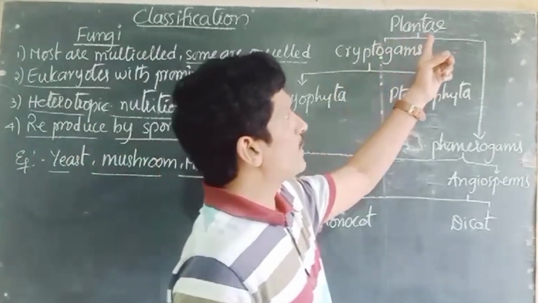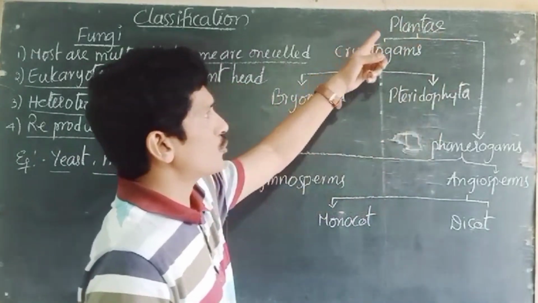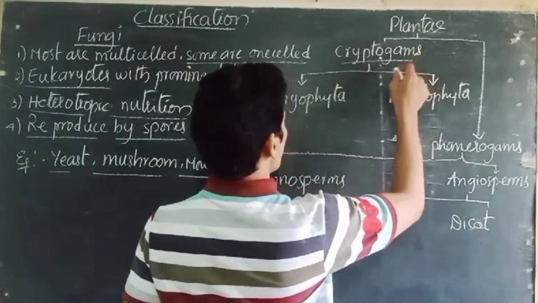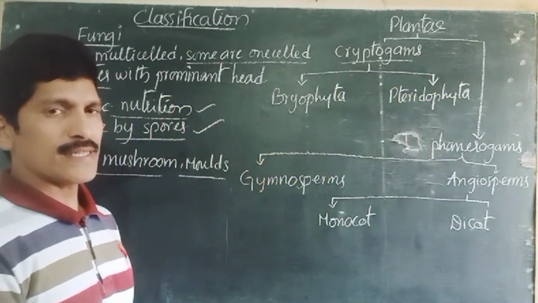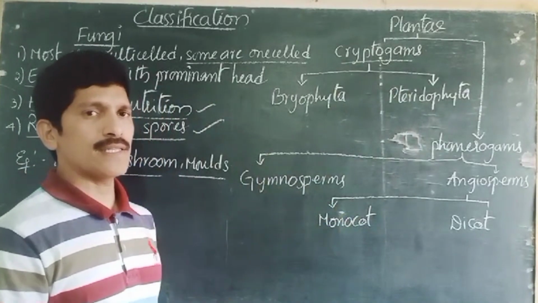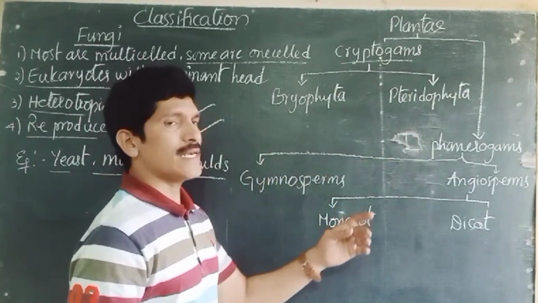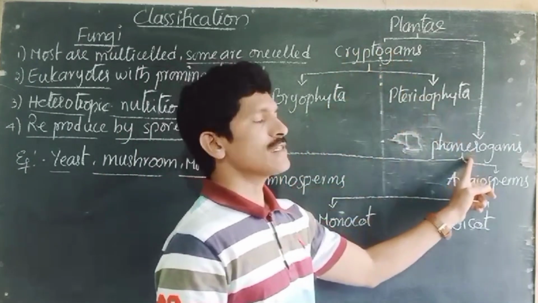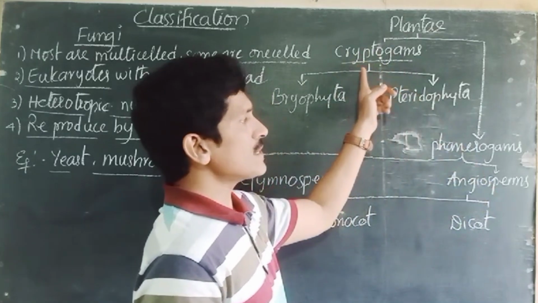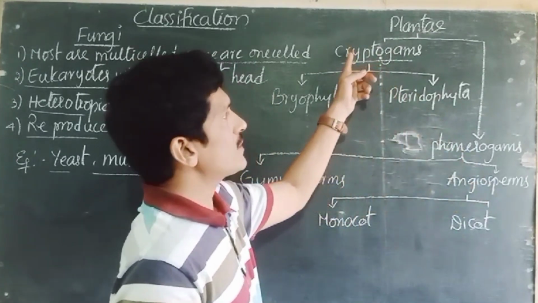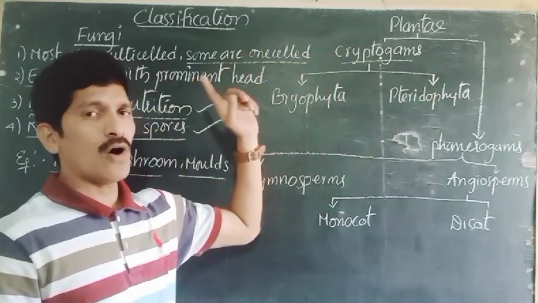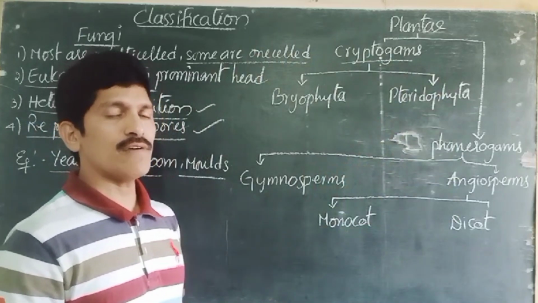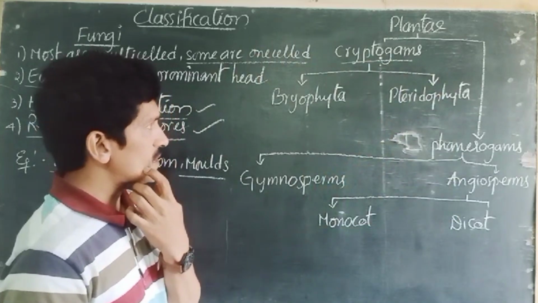Later, the other group is plantae. In the classification, the fourth group is plantae according to Whittaker. Plantae means all the plants are kept under the plantae group. This plantae is classified into two groups: cryptogams and phanerogams. Cryptogams are non-flowering plants. These plants don't possess any flowers. These are only for ornamental or decorational purposes, right?